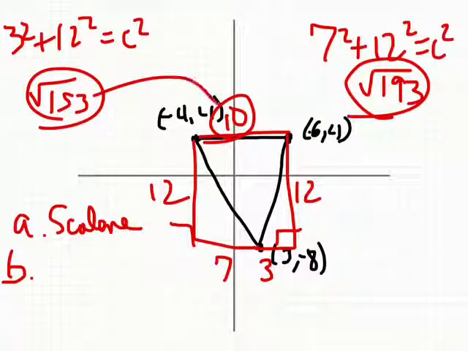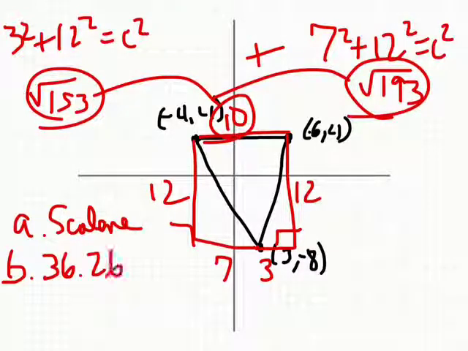Perimeter. So you just got to add them all up. Add these 3. Just put them in your calculator. I did say round to the nearest hundredth. There we go. So you put it in your calculator. I got 36.26.